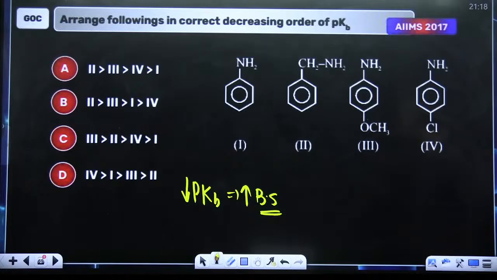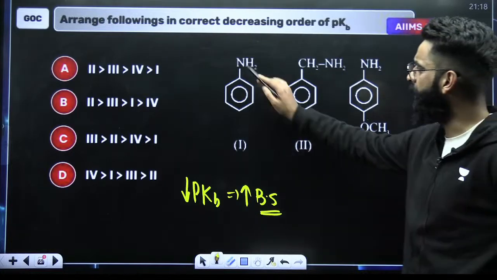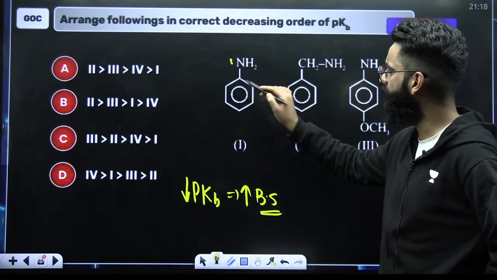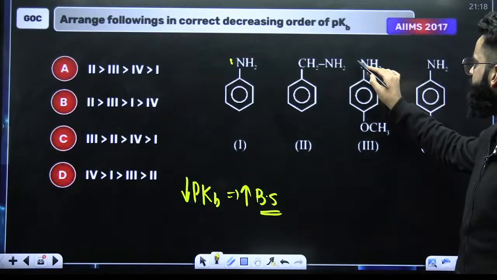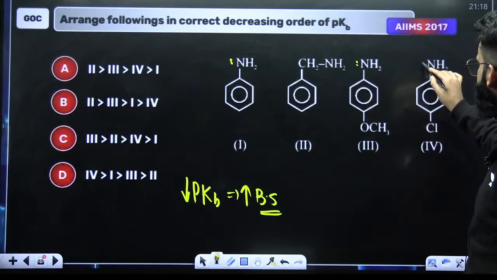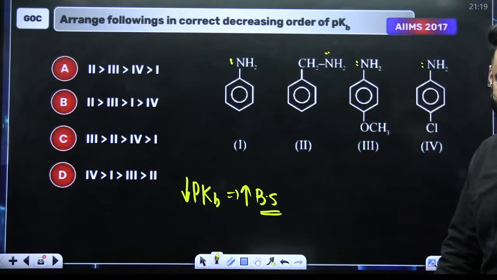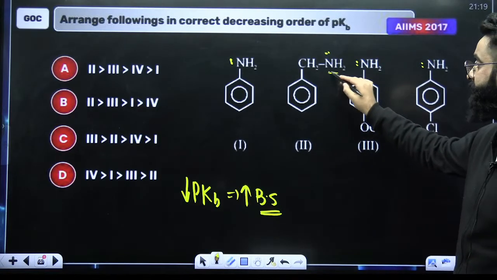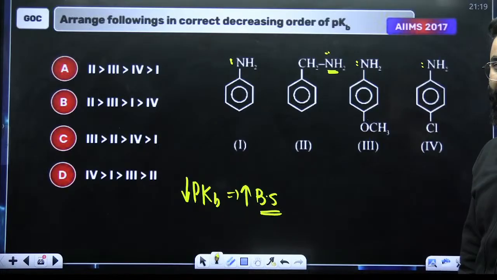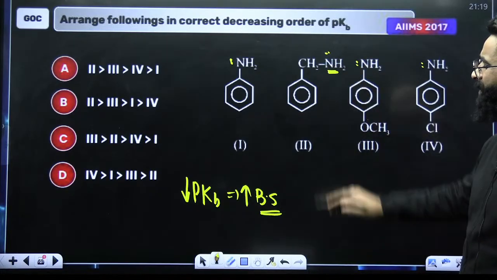Which one is maximum basic among all? Quickly, guys. See, this lone pair on nitrogen is in conjugation with the ring. This lone pair of nitrogen is in conjugation. This lone pair of nitrogen is not in conjugation. It's a localized lone pair here, right? So this particular species is going to be maximum basic.